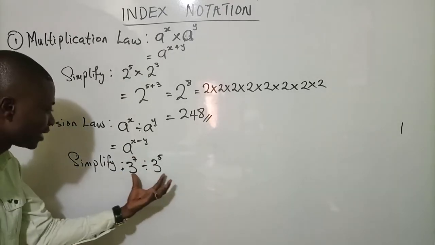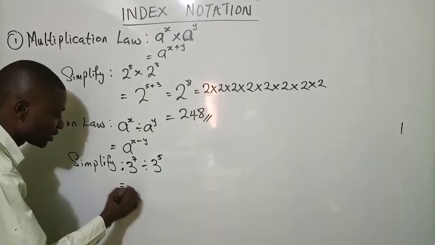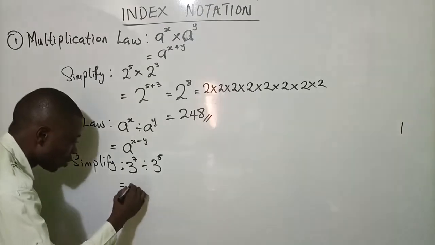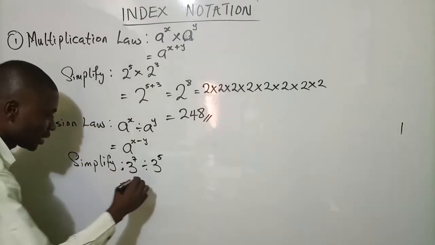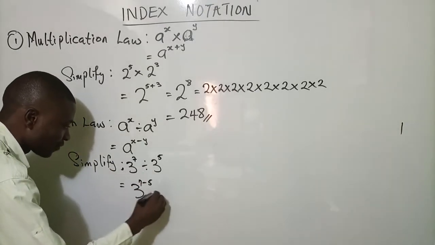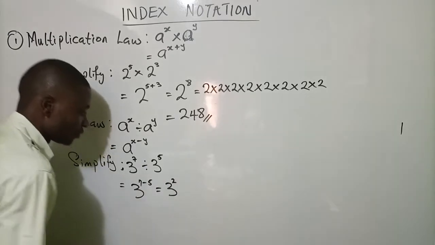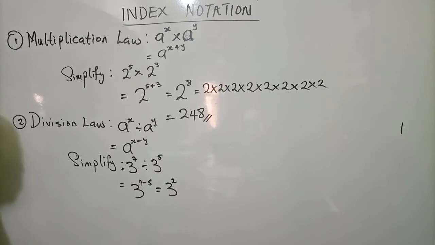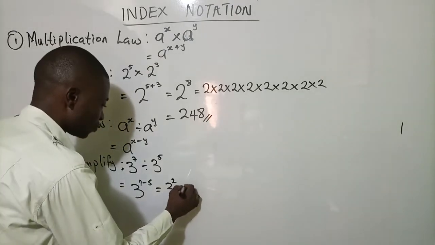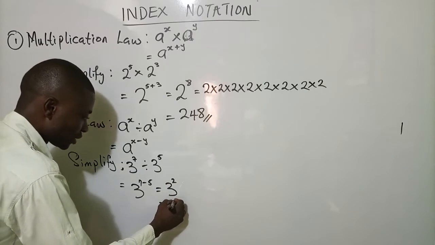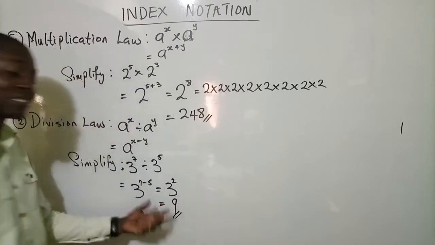If you look at the base, they are the same. So using the division law, since the base are the same, what do you do? You subtract their power. That is 7 minus 5. And 7 minus 5 is what? It is 2. 3 raised to the power of 2 is the same thing as 3 times 3, just like what we did here, which equals 9. So that is it.